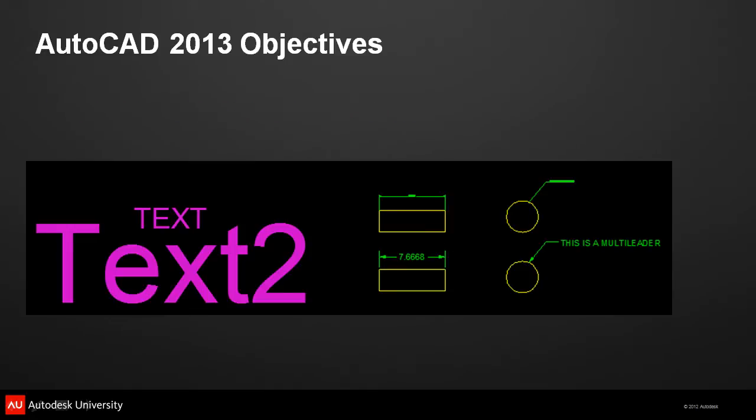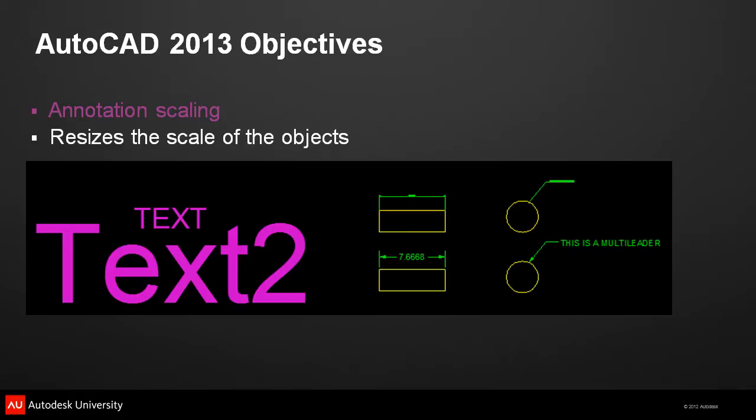So let's look at this simple example. Here we have 3 different annotation objects in AutoCAD. Text objects, dimension objects, and multi-leader objects. And you can see they're at different scales based on the way we've set our annotation scale or our viewport scale in AutoCAD. And I'm going to show you that in just a few seconds. So really what we're doing is annotation scaling, scaling the drawing up or down. That resizes the scale of the objects using this annotative property.